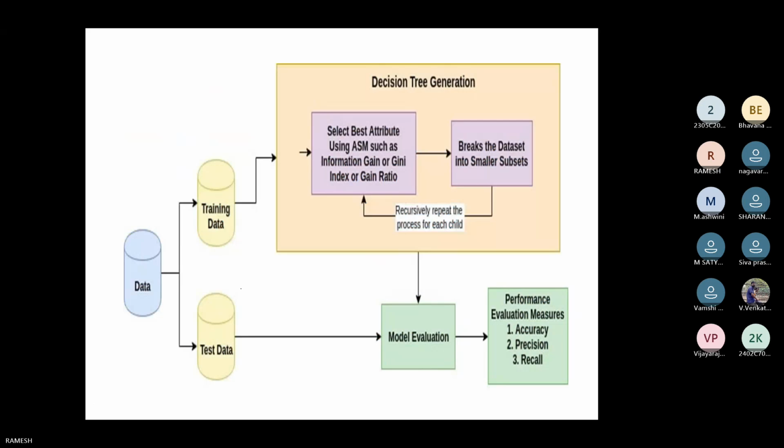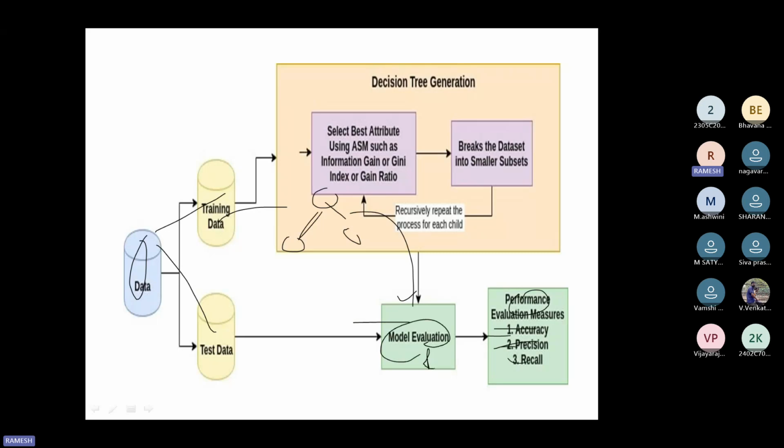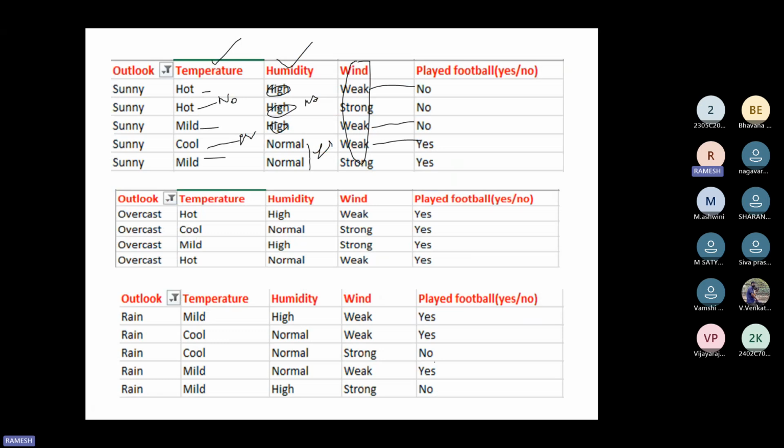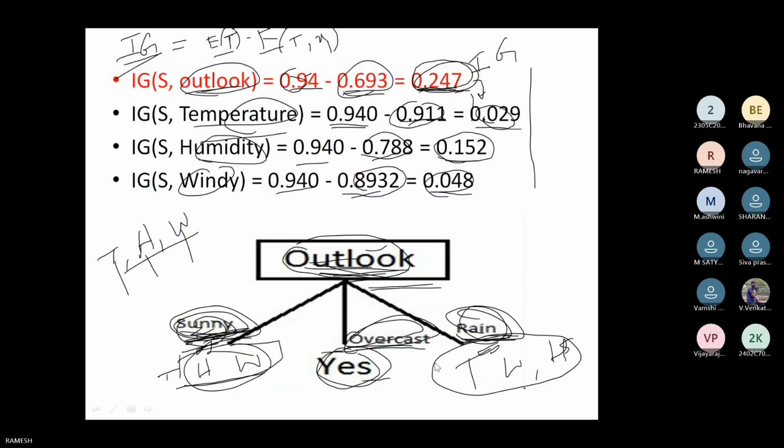Overall, when we have a data set, we need to split the data into training and testing. On the training data, we build the decision tree, and we use the tree for testing and decide the accuracy. If it is a classification, we'll go with accuracy, precision, recall. Otherwise, if it is a regression, we'll calculate mean square error or mean absolute error or anything else. This is about the decision tree. Any doubts you can ask.